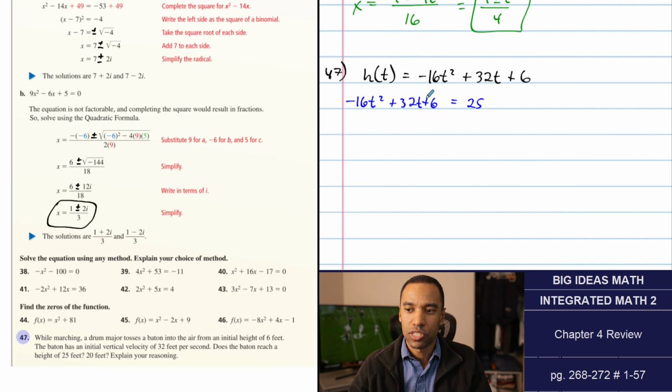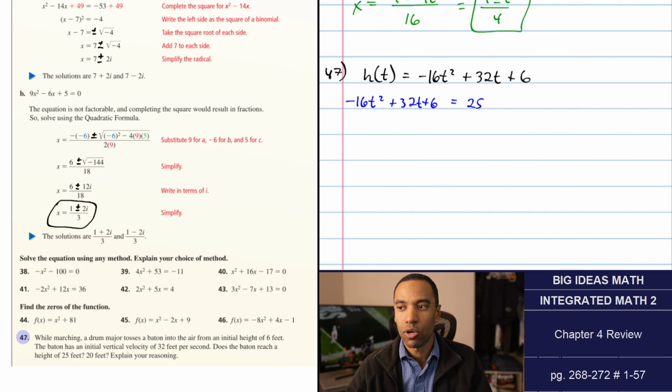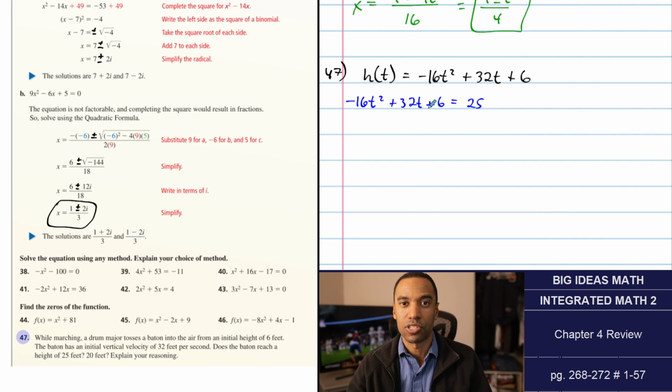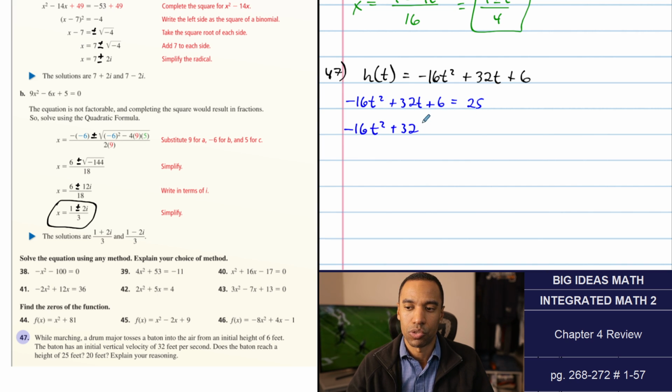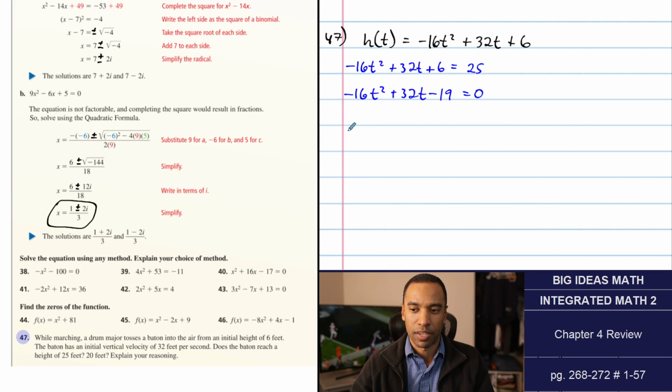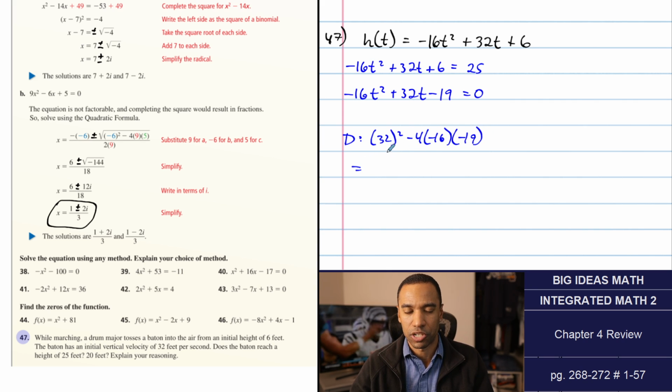We need to see if this has t values that do that. My goal isn't to solve for t. My goal is to see if there are solutions for t. So my check is by using the discriminant and seeing if I get a positive discriminant or 0 when I subtract 25 over. So negative 16t squared plus 32t minus 19 equals 0. I'm going to keep the 16 negative. I'm not solving. I'm just doing discriminant stuff. So discriminant is b squared minus 4ac.